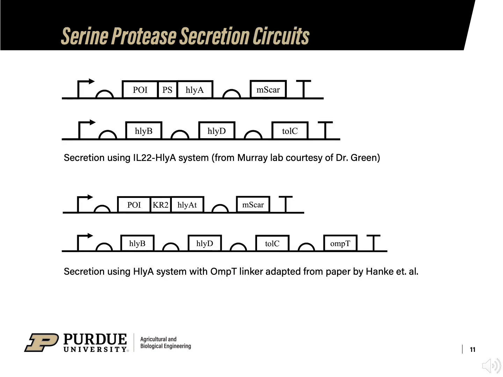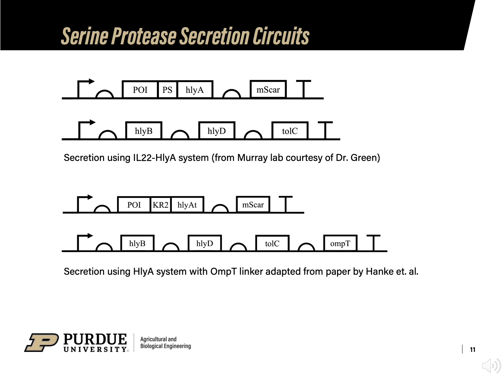Here are the gene circuit systems that were designed for the secretion of the serine protease proteins of interest, which again were Coumax, subtilisin A, and subtilisin C. All three of those are represented on here by the rectangle containing POI, which stands for protein of interest. And so all three of them could be used and tested within either circuit system. The top circuit system shows secretion using the IL-22 HlyA system, which is from the Murray lab, courtesy of Dr. Green. It is already designed as a 3G compatible part.